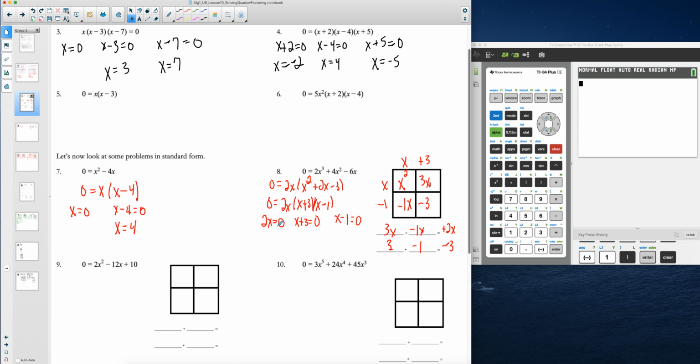So 2 times what is 0? That means x has to be 0. What plus 3 is 0? That means x has to be negative 3. All right. What minus 1 is 0? Would be 1. So that means our last solution here is 1. And so you can see we're really just reusing those skill sets, all right, with factoring that we've talked about.